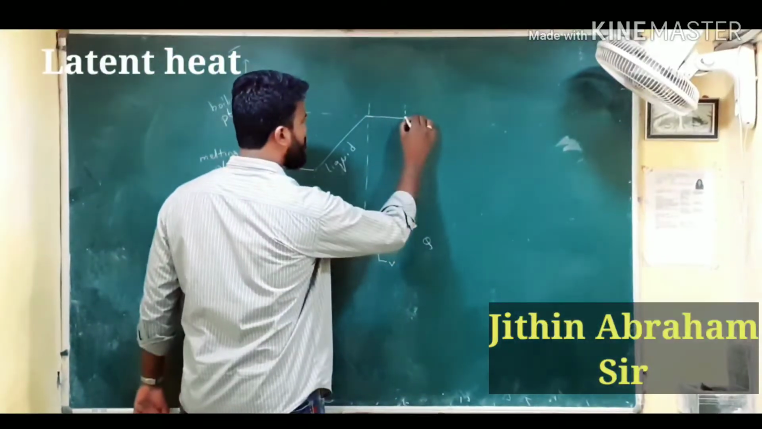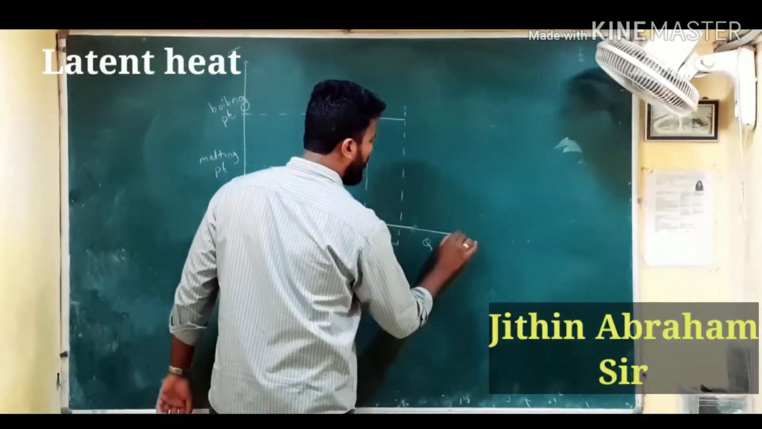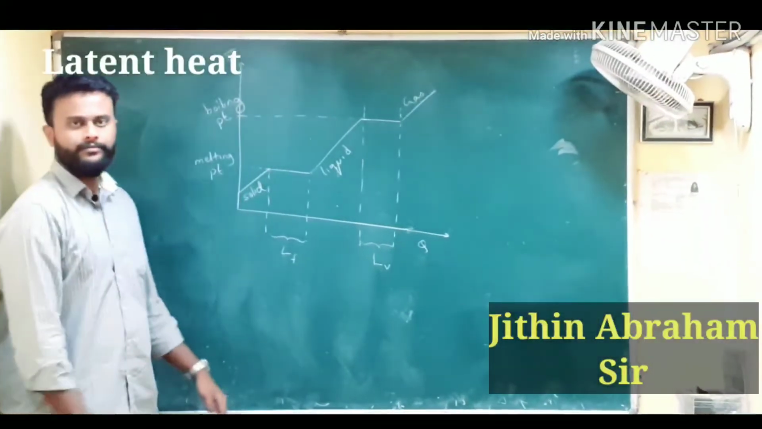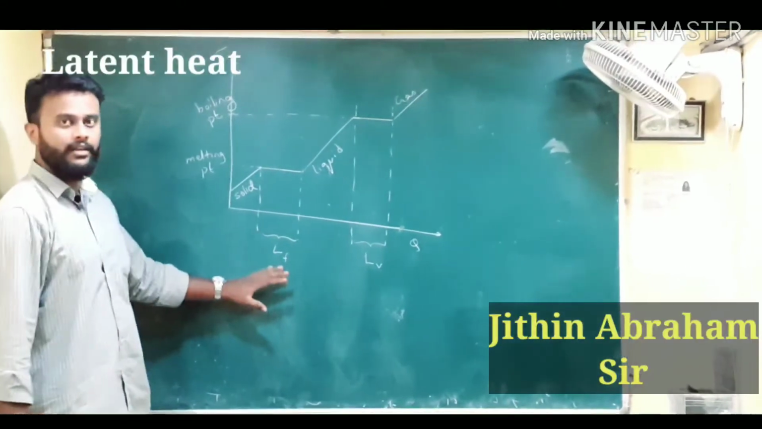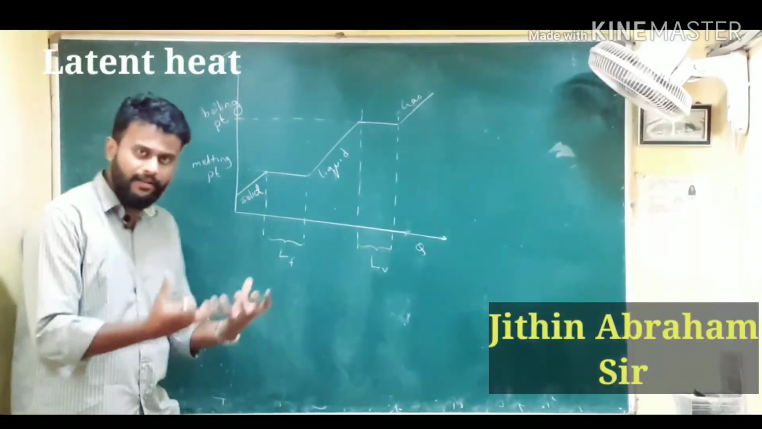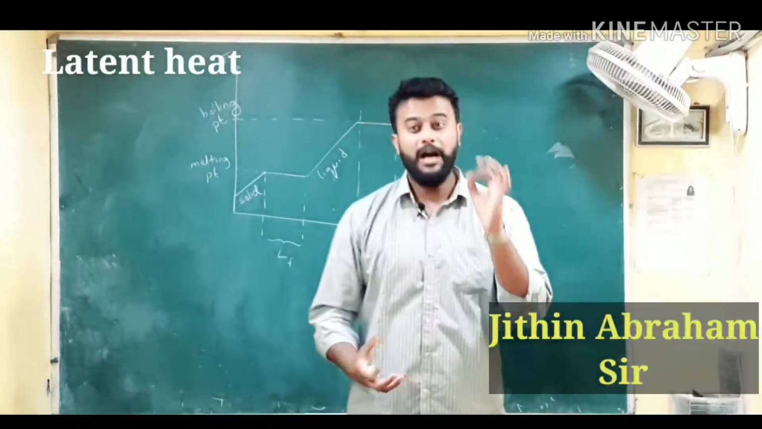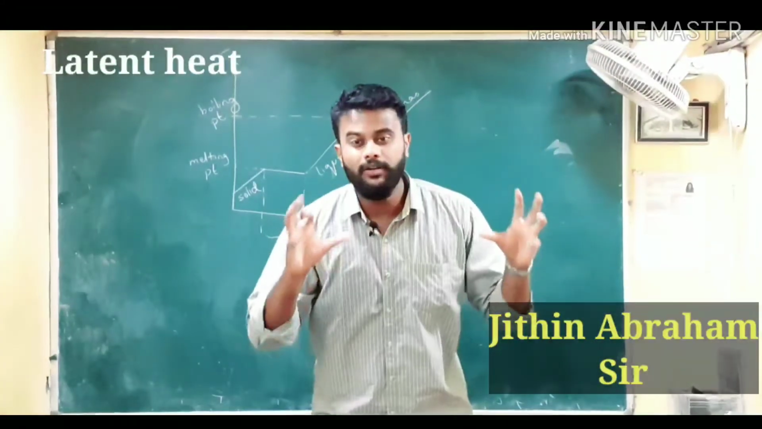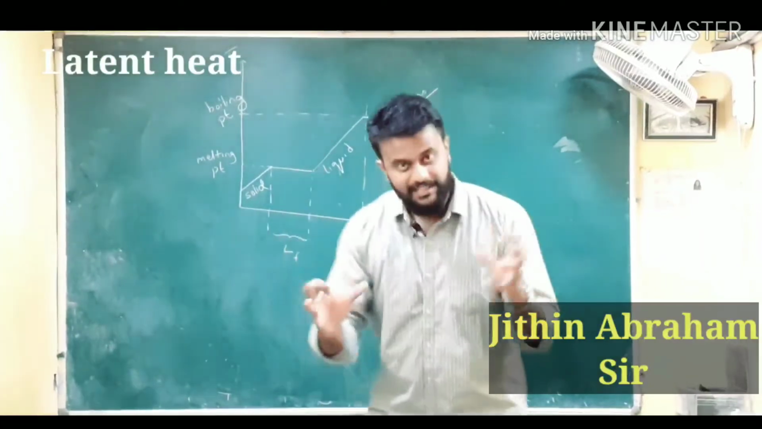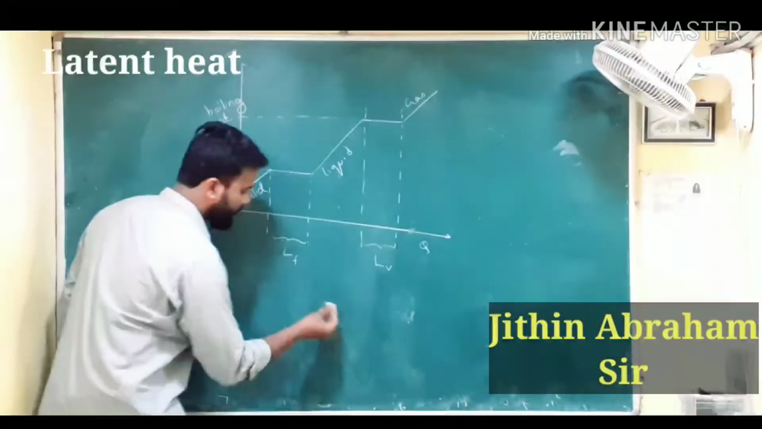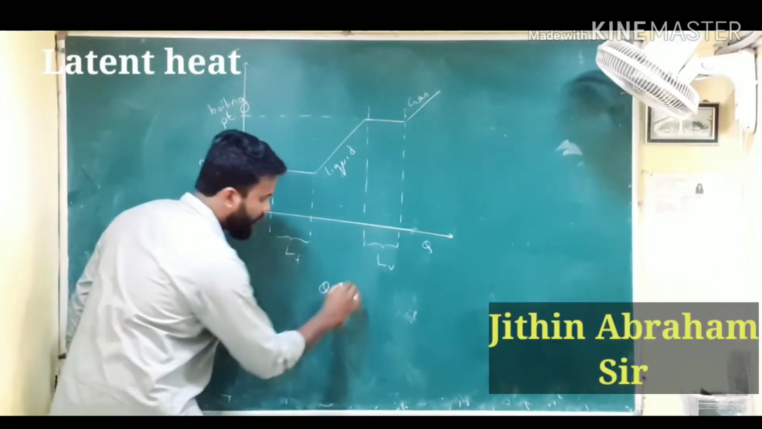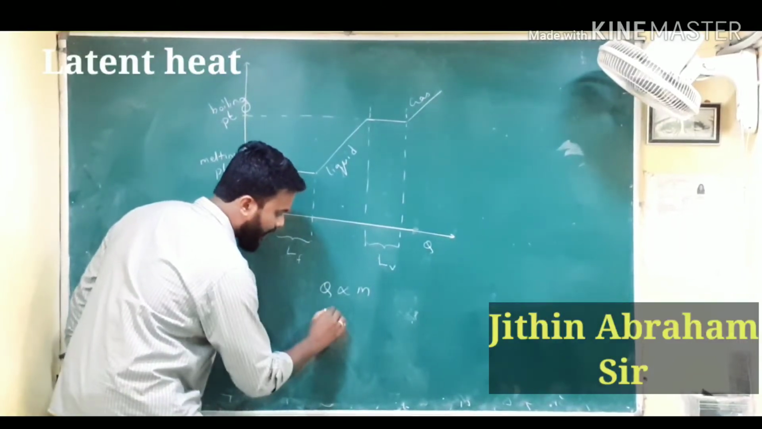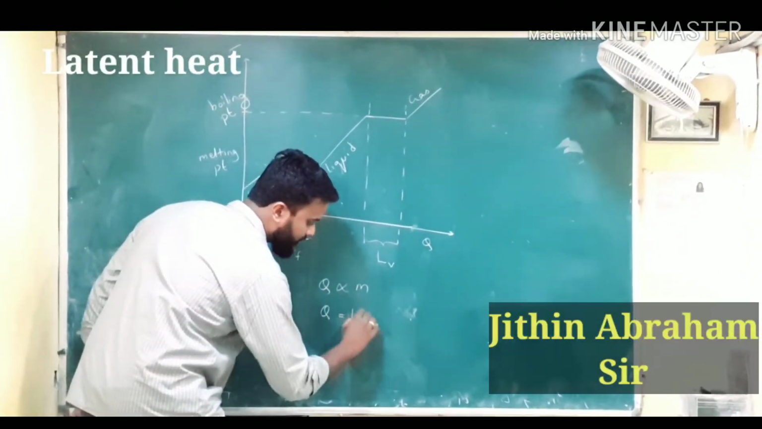After vaporization, you simply supply more heat and you will observe that the temperature is again increasing. That means in the gaseous state it again goes on. Since latent heat is the amount of heat required to melt or vaporize an object, mass plays a critical role. The more mass you have, the more heat you will require. The amount of heat required is directly proportional to mass. That's where a proportionality constant comes in, and that proportionality constant is called latent heat.